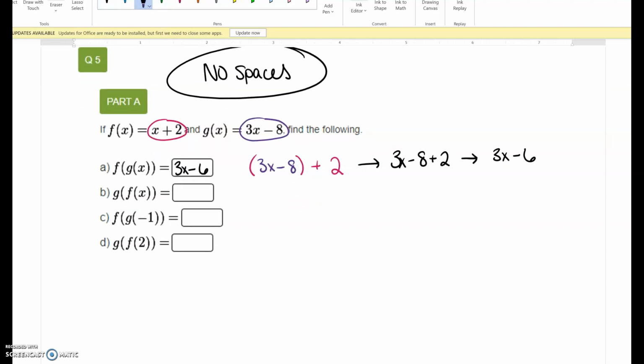Second part, they're asking for g of f of x. So this time we're taking the g function, which is 3 times something minus 8, and we're putting the f function inside that. We distribute, combine like terms. We've got 3x plus 6 minus 8. That becomes 3x minus 2.